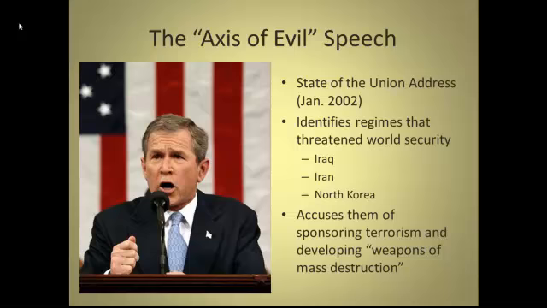That was the State of the Union address in January of 2002, the first State of the Union address after the Afghanistan War and after the events of 9/11. And in the speech, George W. Bush identified regimes that the United States believed threaten world security. These nations included Iraq, Iran, and North Korea. In the speech, the President accuses them of sponsoring terrorism and developing weapons of mass destruction.